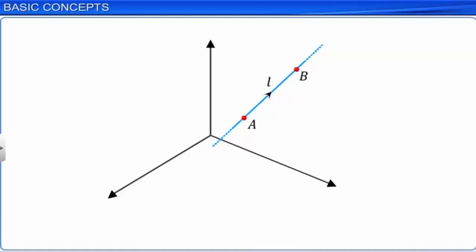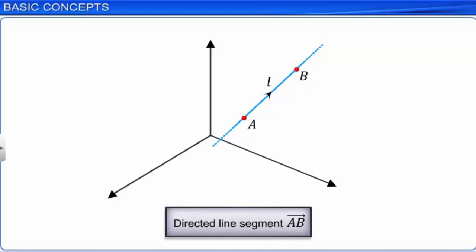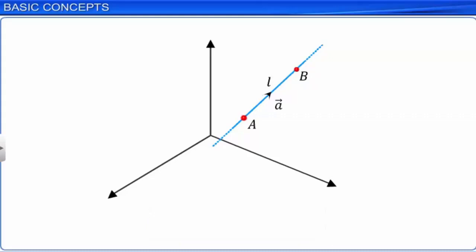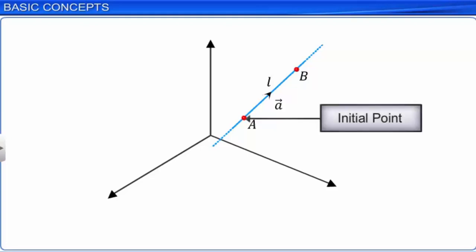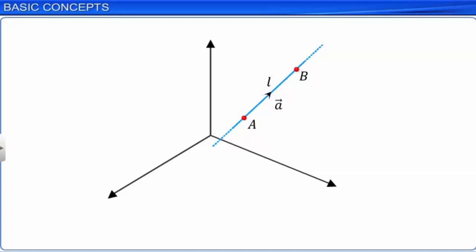Directed line segment AB is written as shown and read as vector AB. Directed line segment AB can also be represented by a small case letter a with an arrow over it and read as vector a. Point A, which is the starting point of vector AB as per the given direction, is called the initial point of vector AB. Point B, which is the end point of vector AB as per the given direction, is called the terminal point of vector AB.